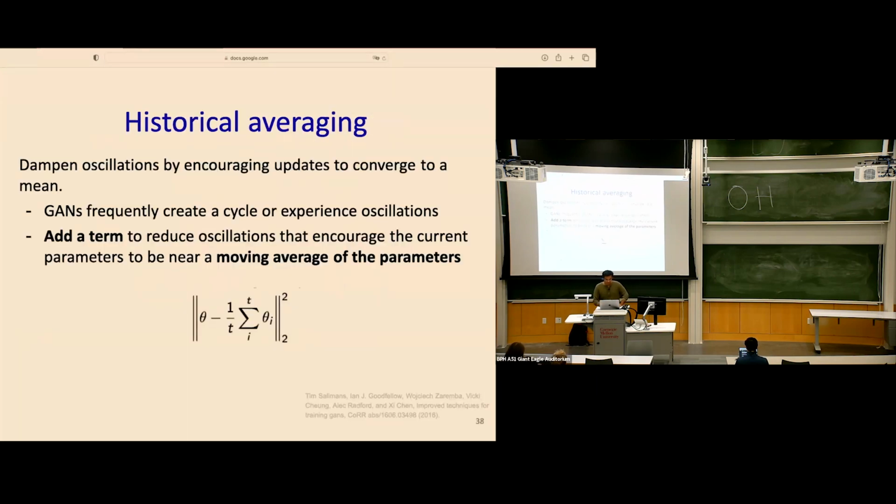Another trick is historical averaging, and it is used to combat the oscillation issue. So we keep a moving average of the historical parameters in the last few time steps, and we add this new term, the L2 error, to the loss to punish the model if the updated parameters move too far away from the historical parameters. And for GANs, this can stop the model from circling around the equilibrium, like we saw in the earlier example. And so it can act as a damping force.